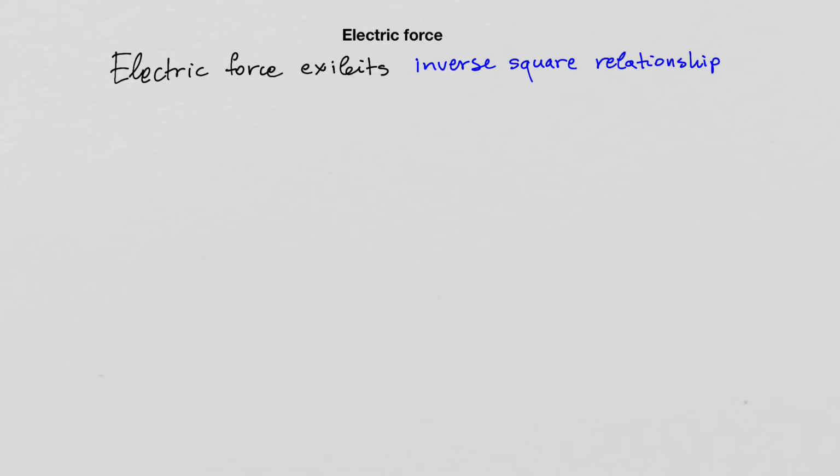This simply means that if the distance between the two charged objects is reduced, the force increases as the square of the distance between the two objects. And of course, if the distance between the two charged objects is increased, then the force decreases as the square of the distance between the two objects.